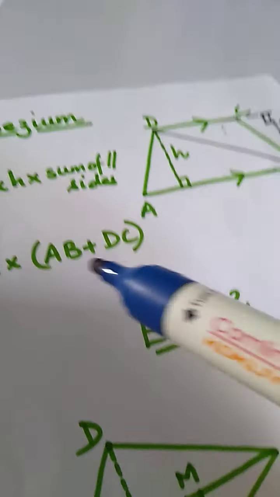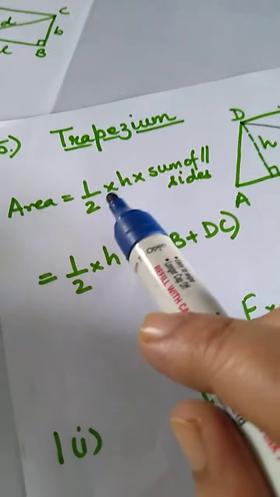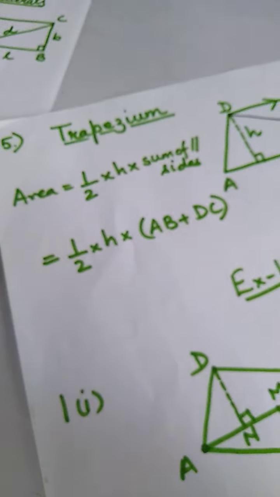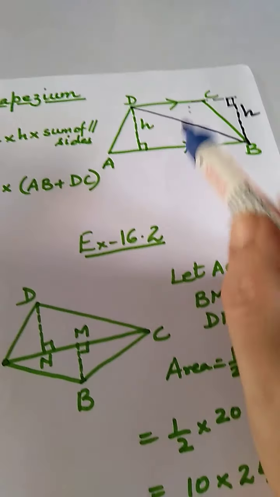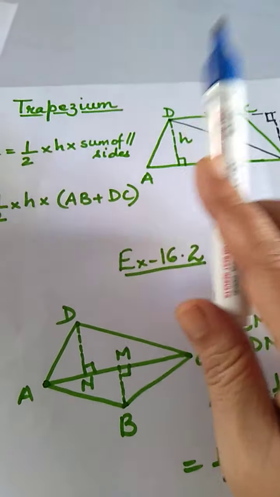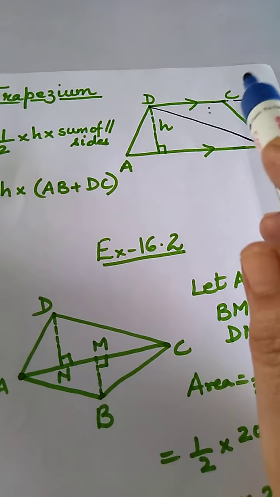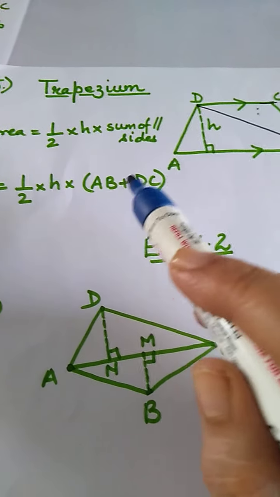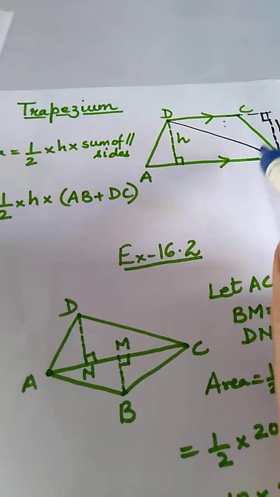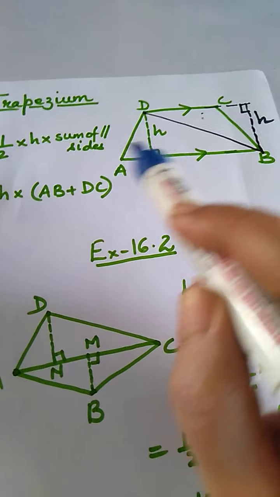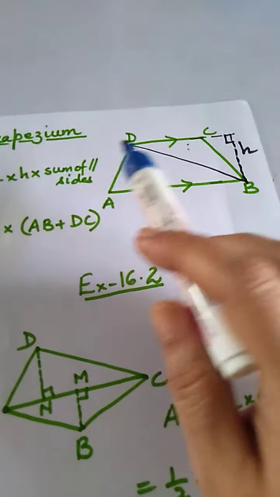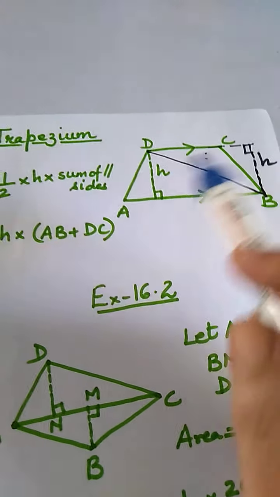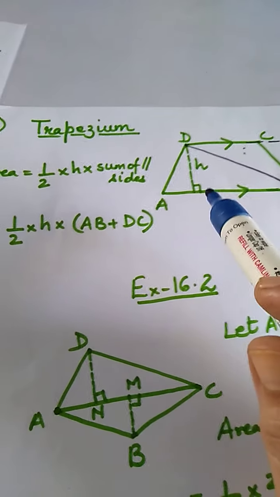So, what do we get? The formula of a trapezium: area of trapezium is half into height into sum of parallel sides. Clear? Half into height, this is the height. Height is what? The perpendicular distance between the parallel lines, and into the sum of the parallel sides. Why the sum of parallel sides? You know, we have divided it into two triangles. Area of triangle ABD is half into AB into h, whereas area of triangle BCD is half into CD into h. So, half h common, AB plus CD.